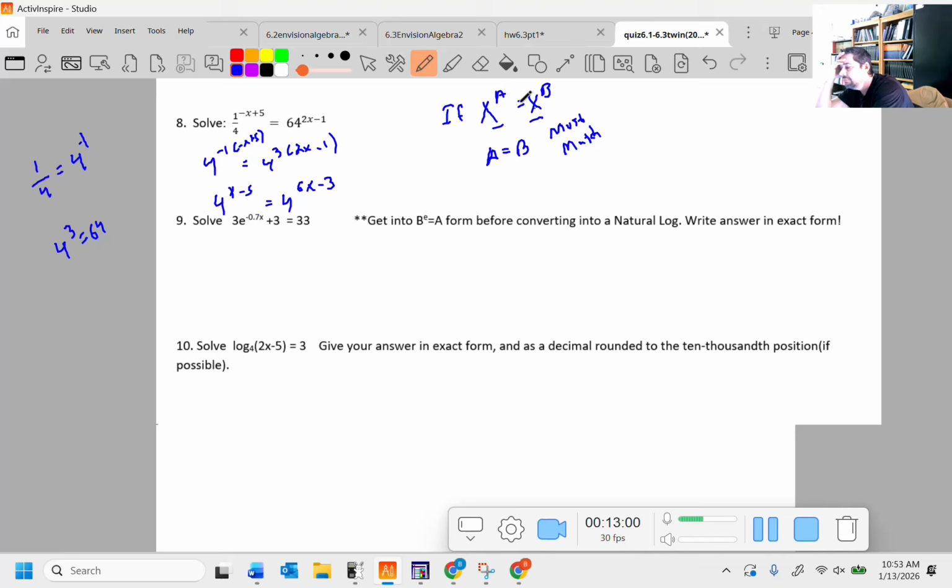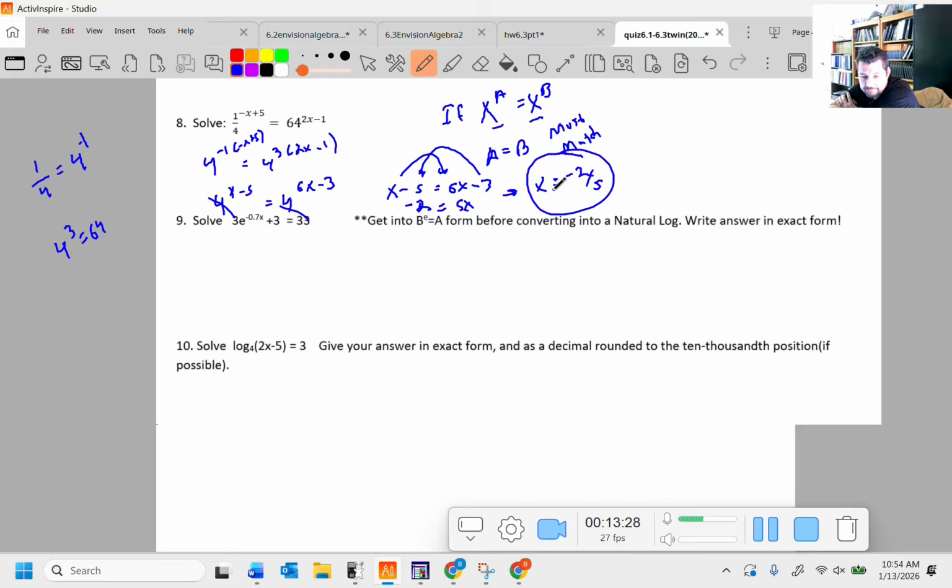Now, since the bases are now the same, I can drop them. And I have the equation x minus 5 equals 6x minus 3, which is an Algebra 1 question at best. It's an 8th grade level question, to be honest with you. We're going to subtract x from the right, and I'm going to add 3 to the left. Negative 5 plus 3 is negative 2. And then I divide out my 5, and I get that x is negative 2/5.